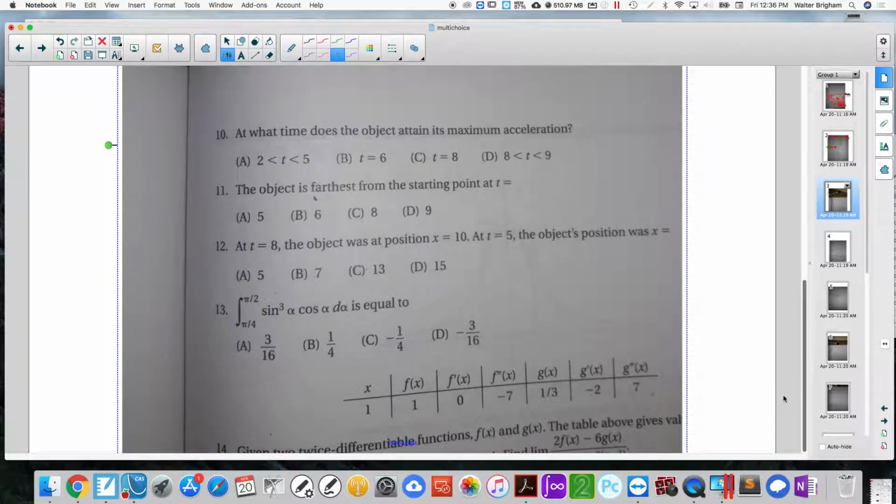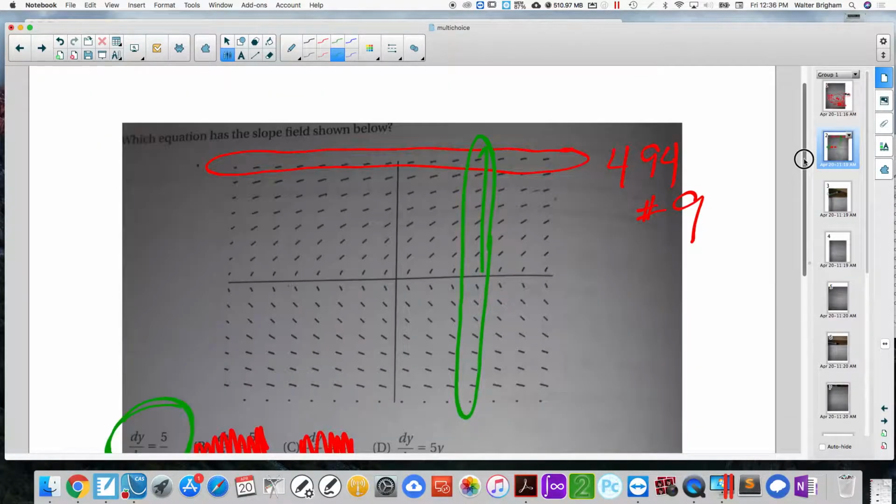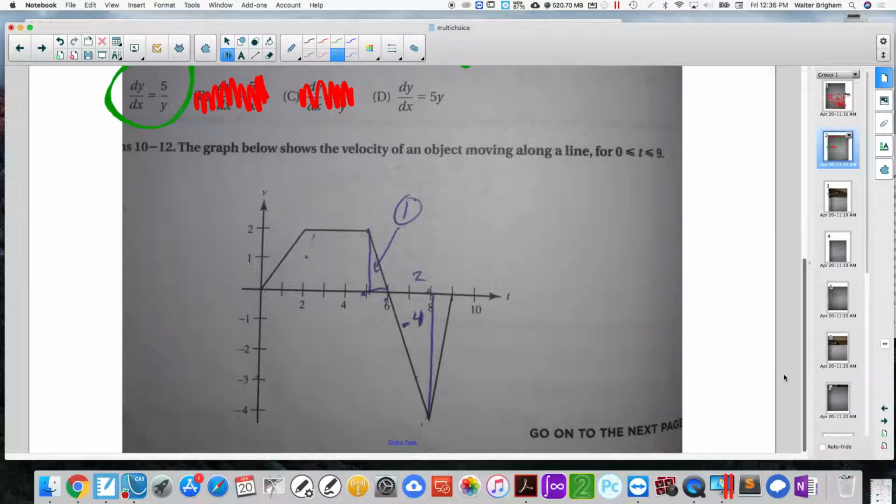Okay, so I need my chart of information. Let me go back to this picture right here for a second. Scroll down to the bottom. The graph below shows the velocity of the moving object along this line from 0 to 9. So the values of this graph are velocity. Josh, what is the velocity of this graph at time 2?